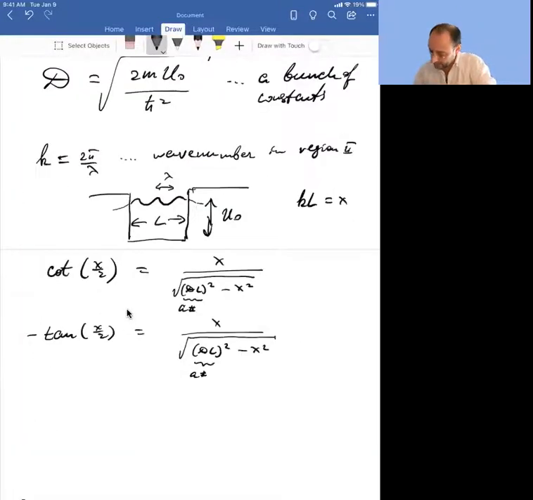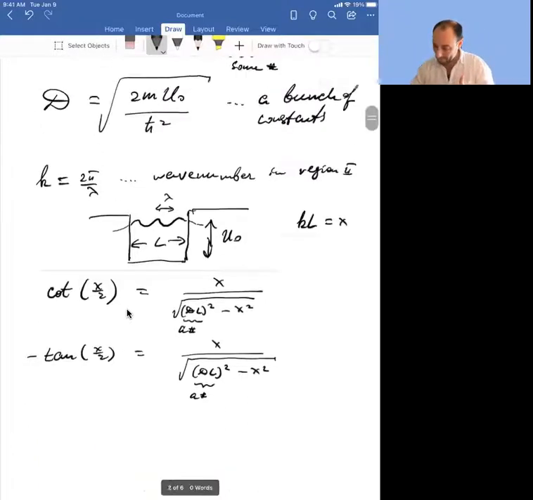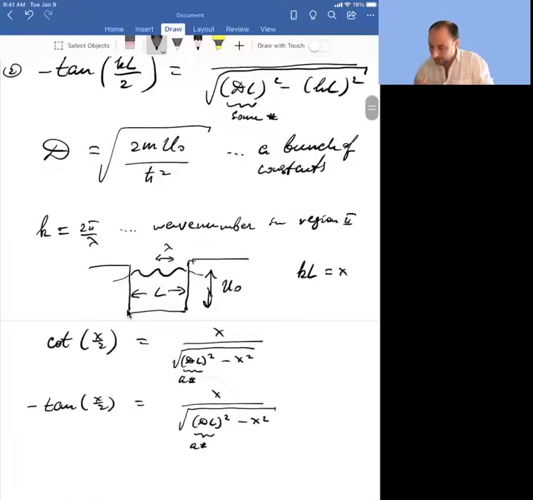Okay, so I rewrote that in terms of X, a little neater, a little more compact. And don't be scared of this DL, it's just a number. D is a number. 2 times m times U naught over h bar squared taken square root is going to be some number. And L is some number. So DL is some number.